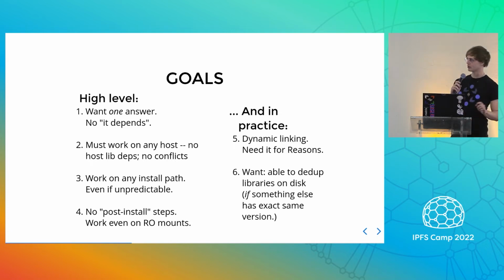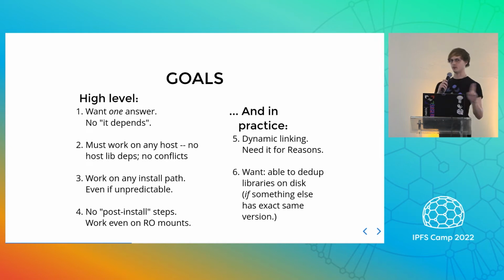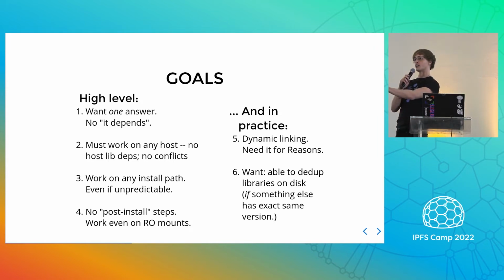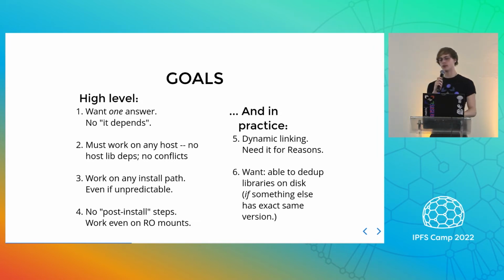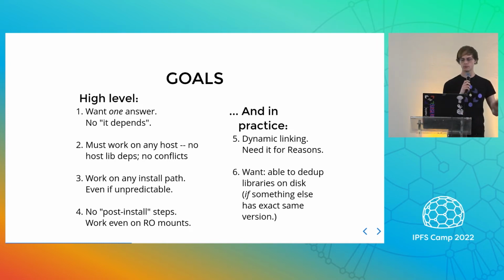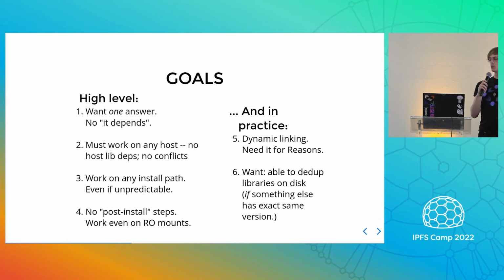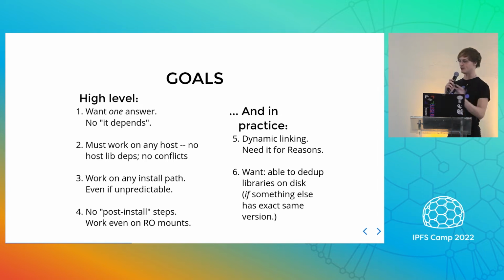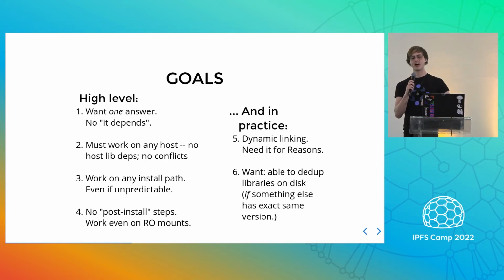I want something that works even if the install path is completely unpredictable. Even if we're at IPFS Camp, right? Even if my install path is /IPFS/ a cryptographic hash I literally could not anticipate at compile time, I want that install path to be acceptable, and I want it to work. I want no post-install hooks, none. So I want this to work, again, even on read-only mounts, like, for example, /IPFS/ long cryptographic hash. That should be fine.